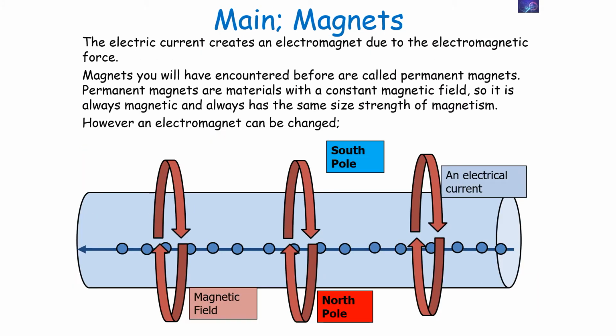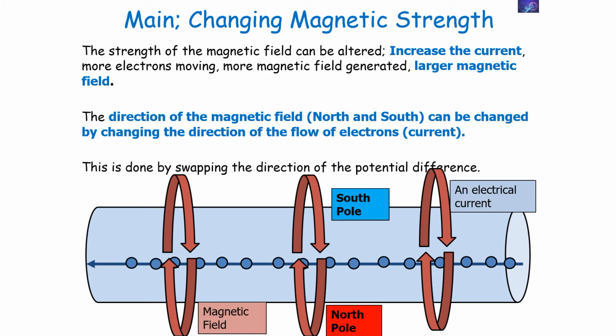Now electromagnets, unlike permanent magnets, can change the size and the direction of their magnetic field. So for example, we can increase the magnetic field strength of an electromagnet by increasing the current through the wire, or we can change the direction of the magnetic field by changing the direction of current flow in our wire.